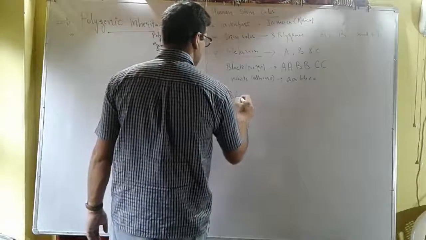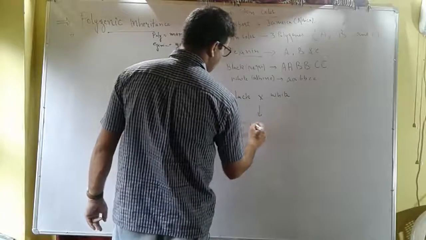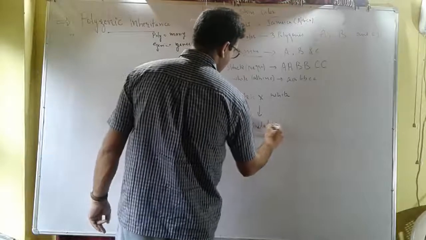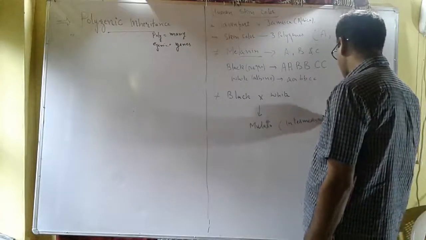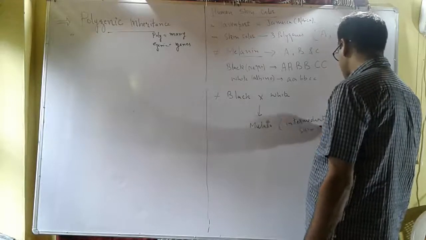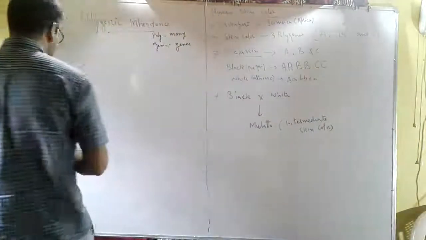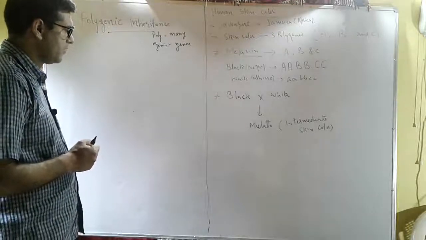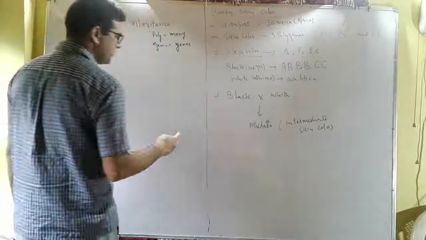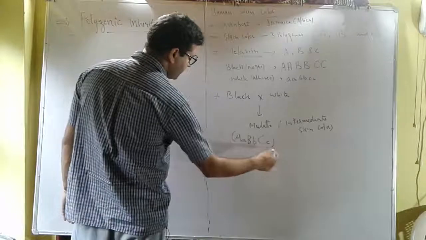If we cross a black individual with white, what will we get? We'll get mulatto. What is mulatto? It is intermediate skin color. The genotype will be capital A, small a, capital B, small b, capital C, small c.